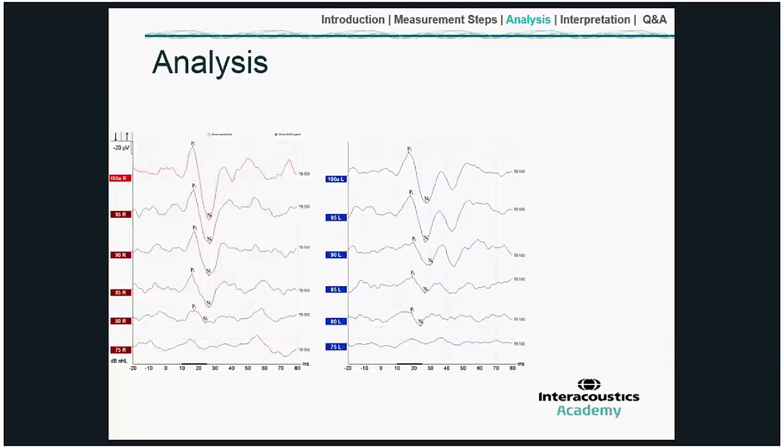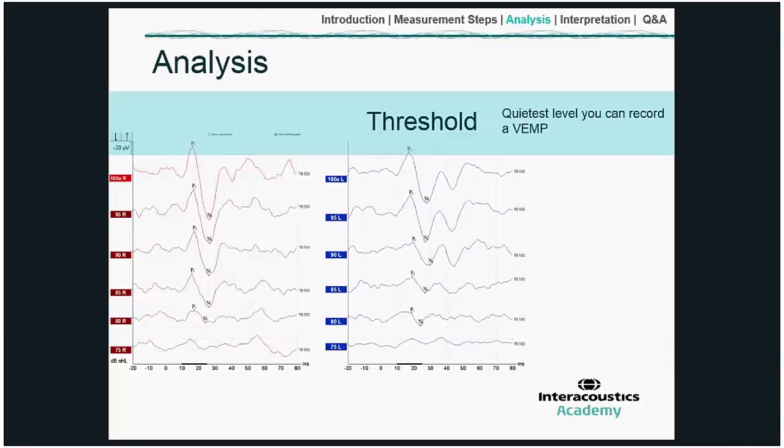In addition to asymmetry of the amplitude, we can look at the quietest level at which a VEMP can be recorded. Here we recorded at 100 dB, 95, 90, 85, 80, 75. As the intensity reduces, we expect the VEMP to become smaller and eventually vanish at the quieter intensities.